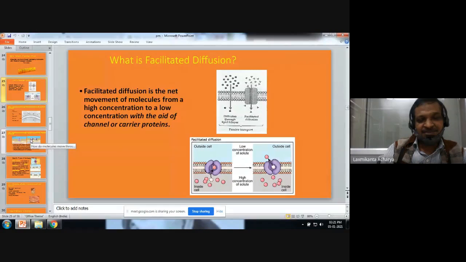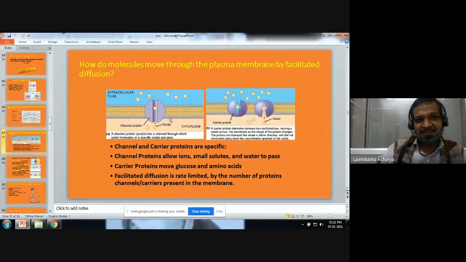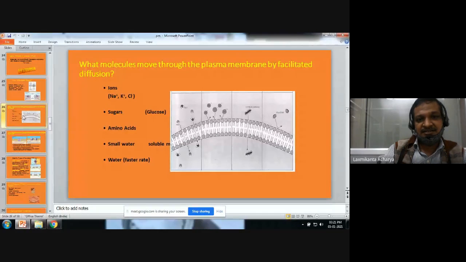So, see, this is a channel protein, right? And this is a carrier protein. Of course, their function is the same, right? So in the absence of carrier protein or channel protein, how are these molecules moving through the plasma membrane? Here you see, there is no carrier protein or channel protein. Still, these substances are coming inside.